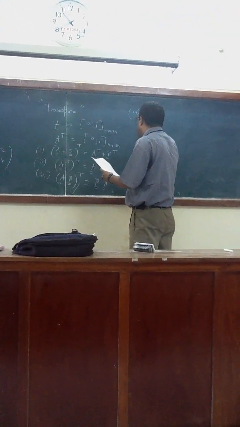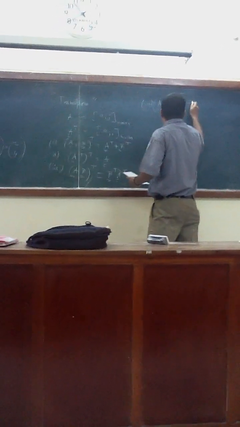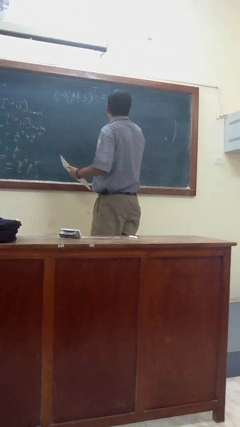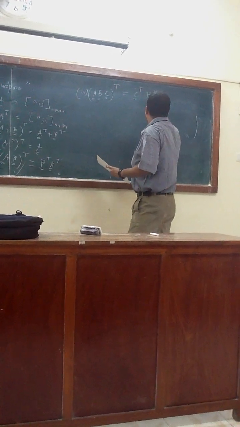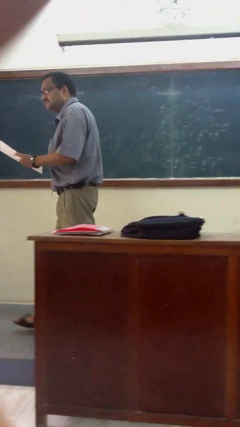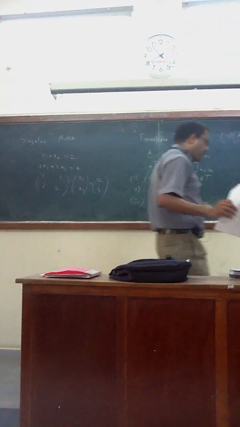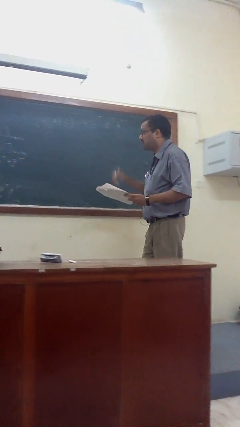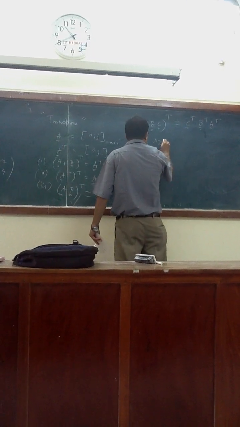Number 4, (ABC) transpose will be equal to C transpose, okay, first term is over. Next term, B transpose A transpose. It can also be proved. So this type of property you can prove based on the property of product and transpose.